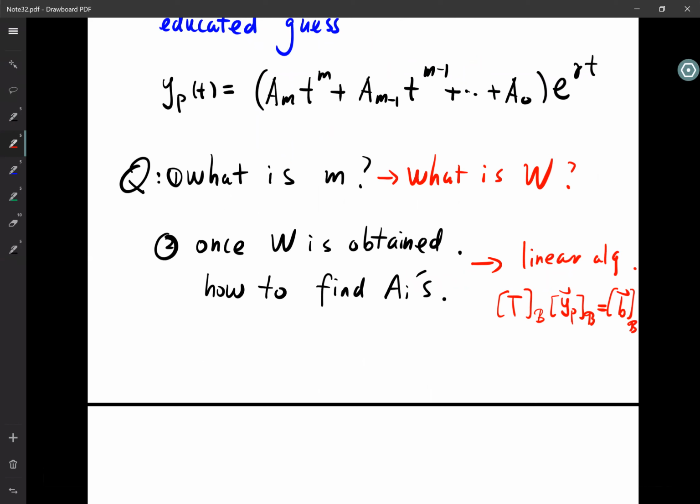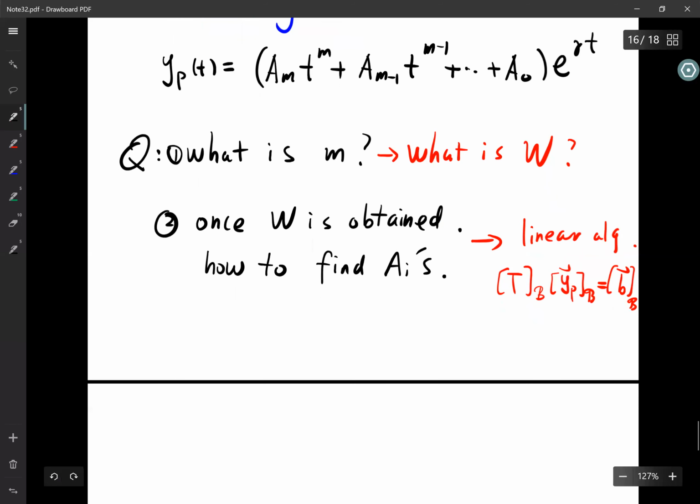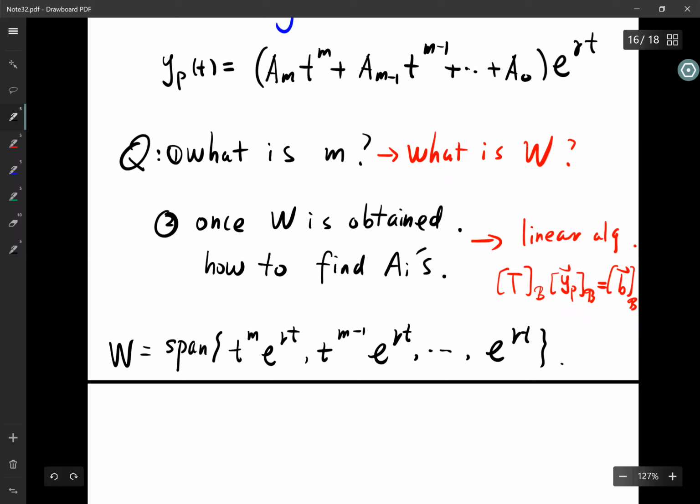I have a question. Can you clarify what is W exactly? What does that mean? W is the subspace so that you can restrict the infinite dimensional space to a finite dimensional one. More specifically here, W should take the form of the span of t to the m exponential rt, t to the m minus one exponential rt, and so on down to exponential rt. It always takes this form, because any particular solution can be written as a linear combination of these basis vectors. Okay, thank you.